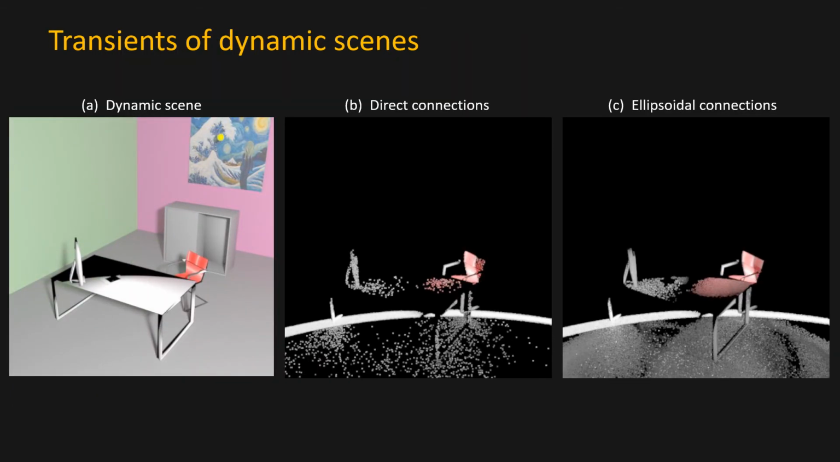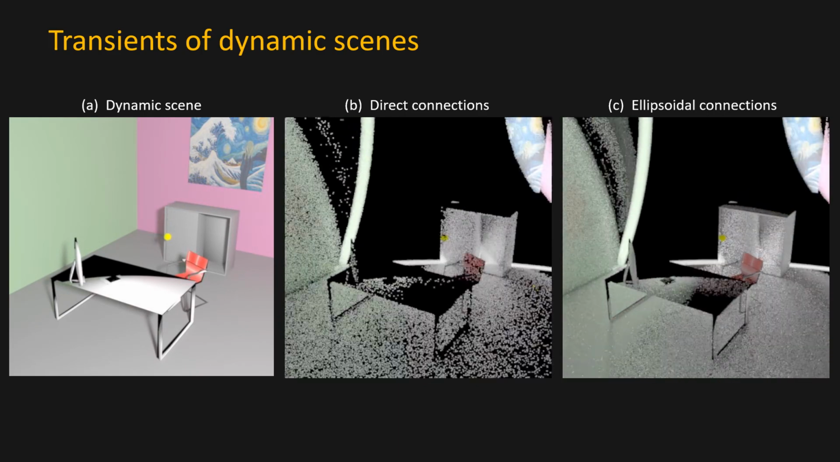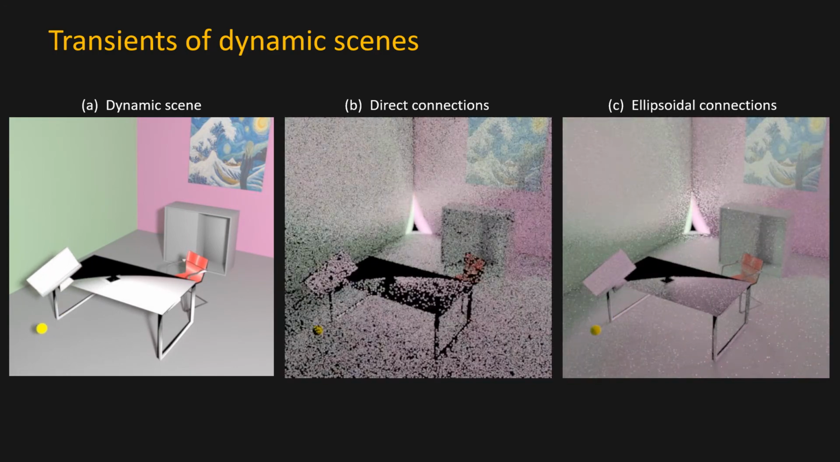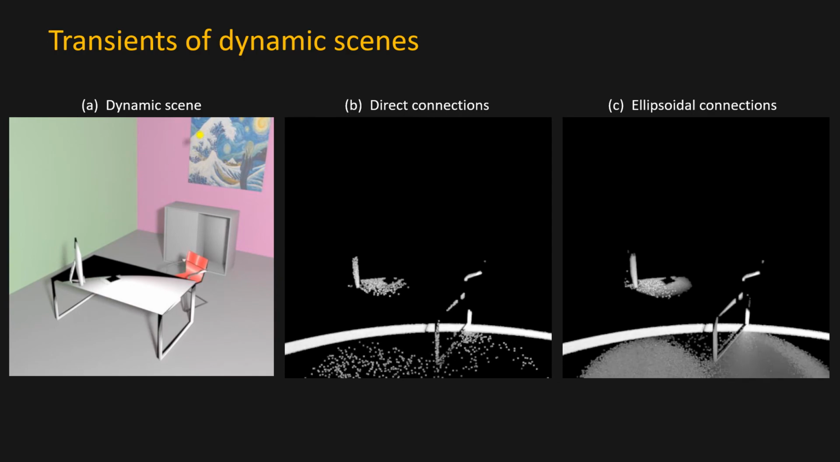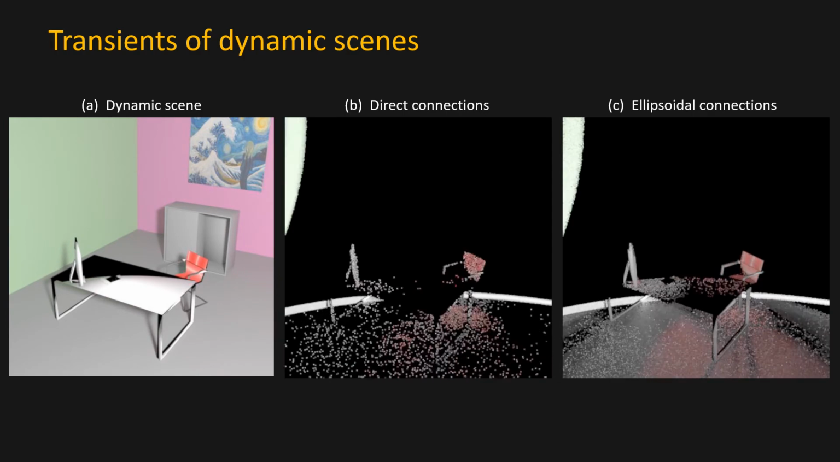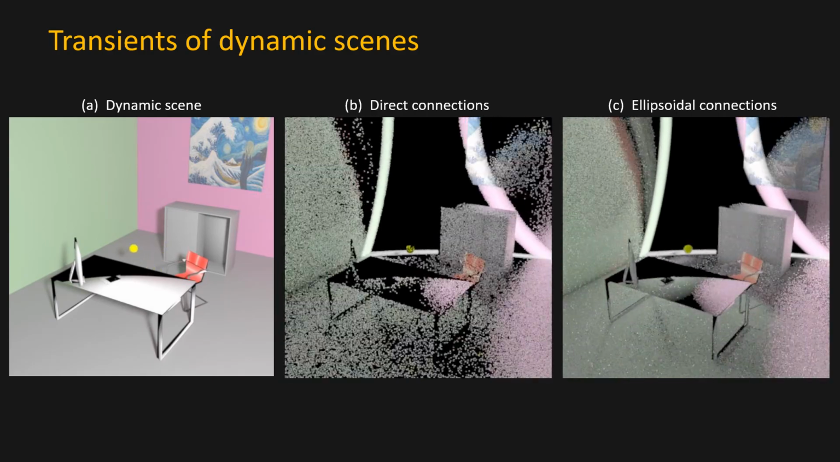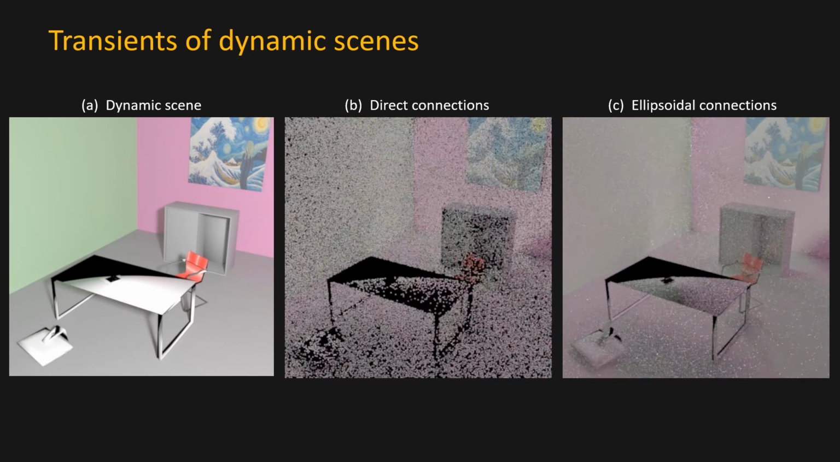Transient cameras such as ICCDs or CARD gates record transients by imaging one gated image at a time. Typical scanning time for each gate is around 50 milliseconds. Hence, to render transients for dynamic scenes, we have to render one gate at a time. Here we show that transients rendered with ellipsoidal connections have less variance compared to direct connections.